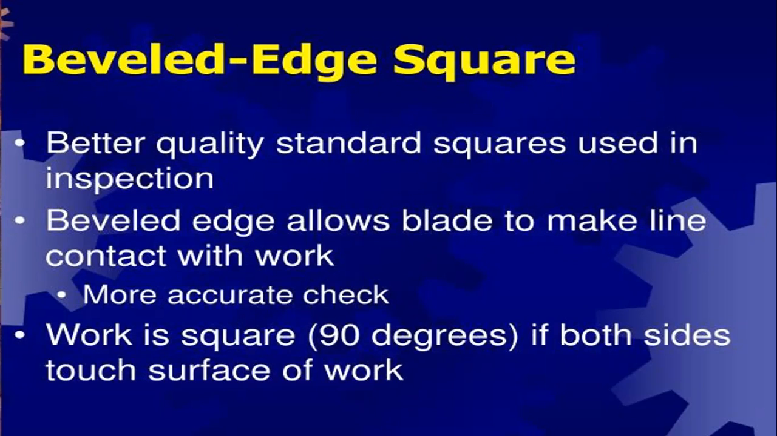Next, these beveled edges allow the blade to make line contact with the other. So line contact means that it touches all the surface of the object. So it has to touch the surface of the object totally. So that is line contact. When coming to point contact, it touches only at a single point, that is only at one point.